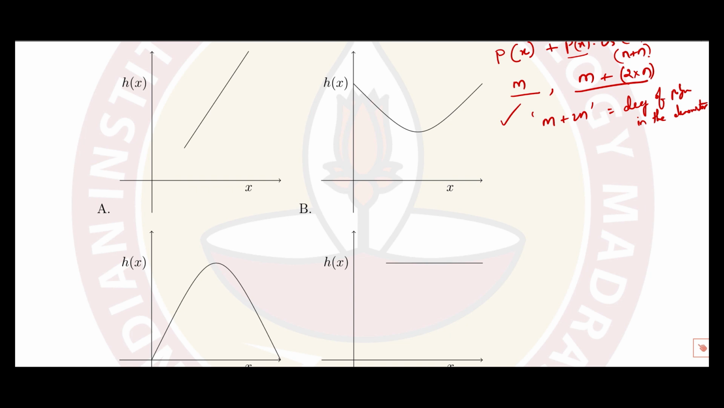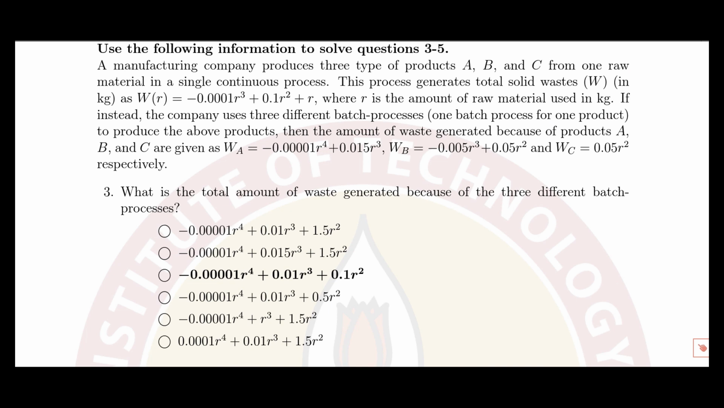So from the graphs, if you see, as h of x is a constant, that implies that it is independent of x. So option A depends on x. So if x varies, h of x varies. Similarly, option B is also false. Option C is also false. Option D is a constant polynomial which is independent of x. So option D is correct. Moving to the next questions.